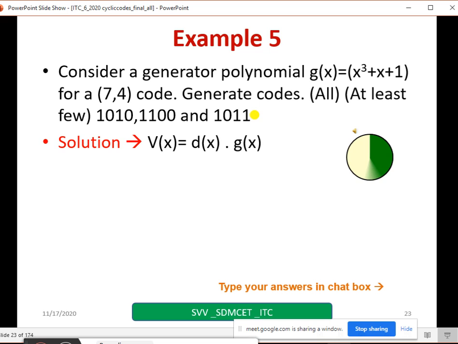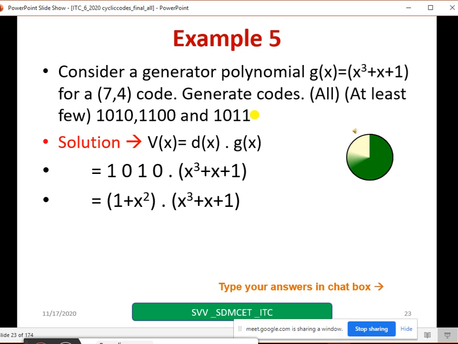D of x, you take 1 0 1 0 the first time. Multiply by g of x. Type your answer in the chat box. 1 0 1 0 into x cube plus x plus 1. This is nothing but 1 plus x square, because x is 0. Wherever 0 is there, I will not consider. Therefore, I write directly 1 plus x cube, x square as it is. Multiply. Again convert into zeros and ones.